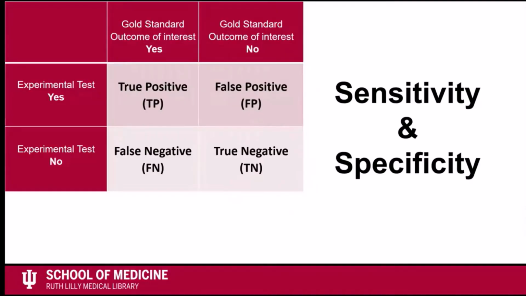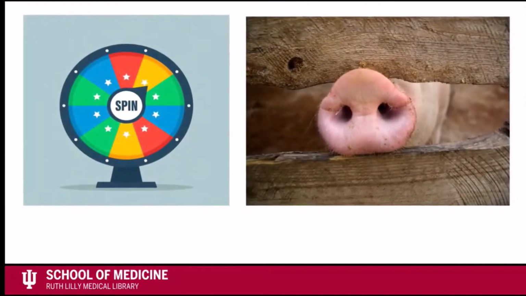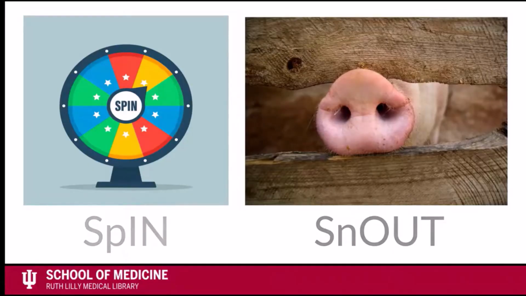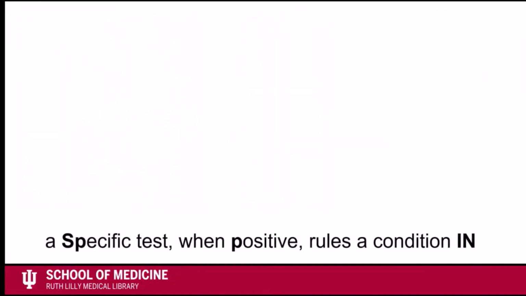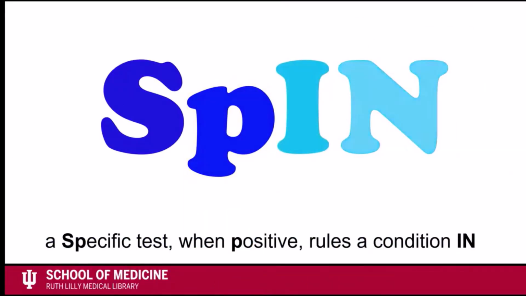To help you remember, on a 2x2 table with the gold standard at the top and the experimental test on the left side, the numbers used to calculate sensitivity and specificity are vertical, with sensitivity on the left column and specificity on the right column. Another way to help remember and understand the difference between sensitivity and specificity is to use the mnemonic SpIN and SnOUT. SpIN stands for a specific test, when positive, rules a condition in.